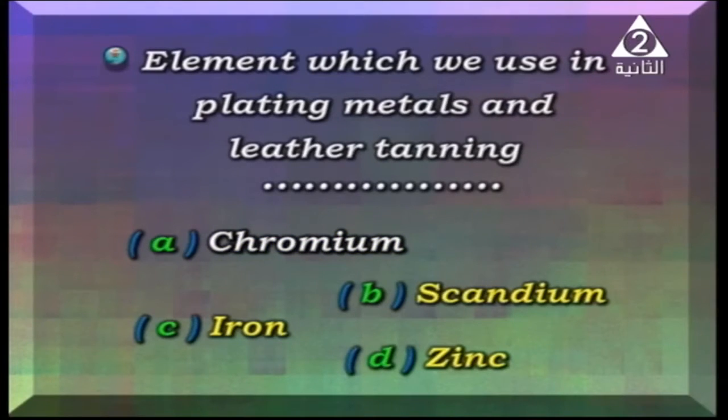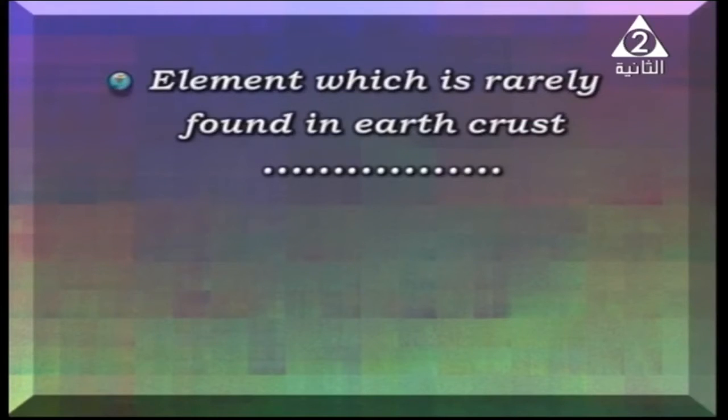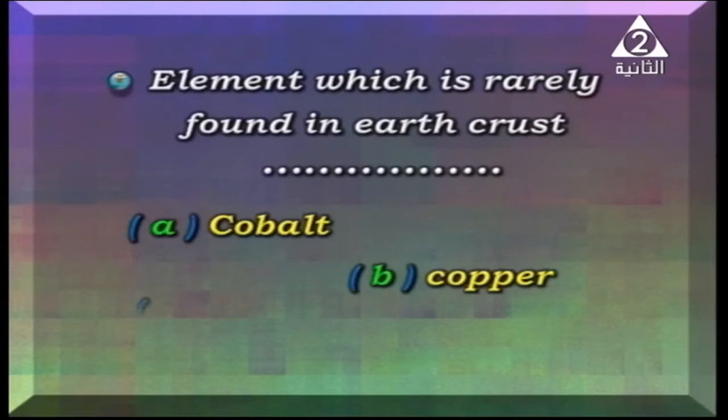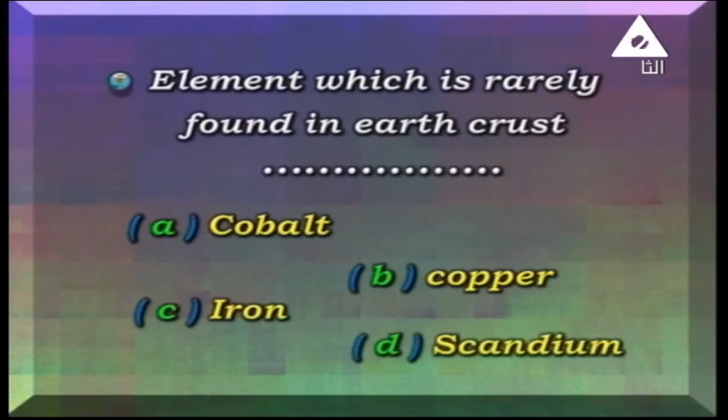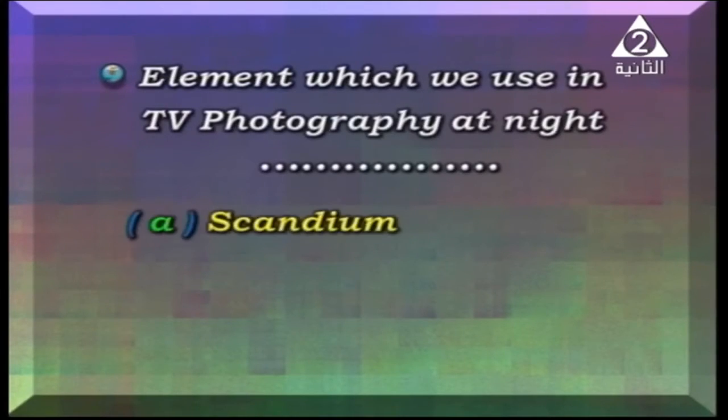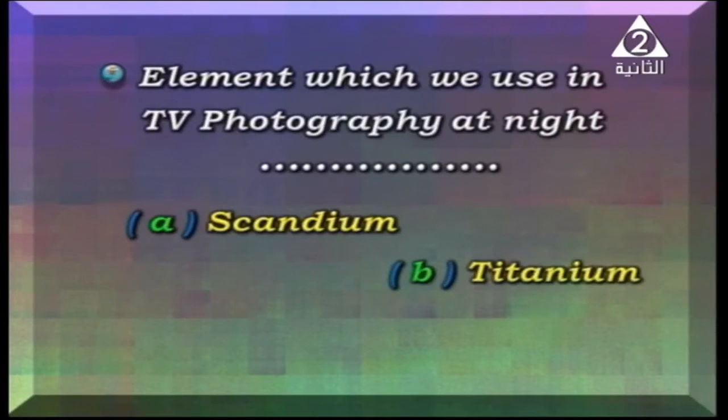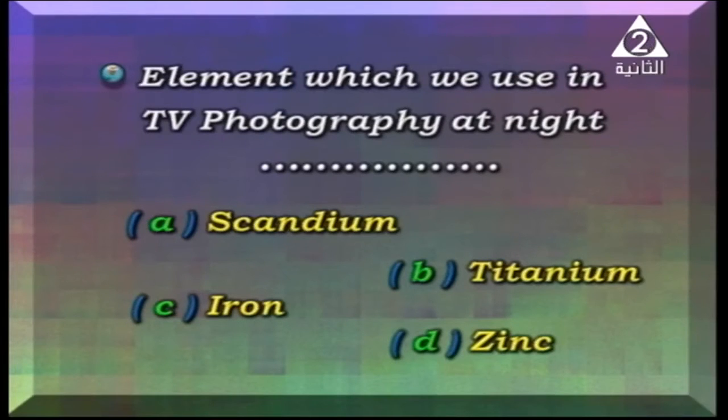Next point, the element which is rarely found in Earth's crust may be cobalt, copper, iron, or scandium. If you think about it, my dear student, yes, it will be scandium. Next point, the element which we use in TV photography at night is what? Is it scandium, titanium, iron, or zinc? If you think about it, my dear student, you will find the answer is scandium.